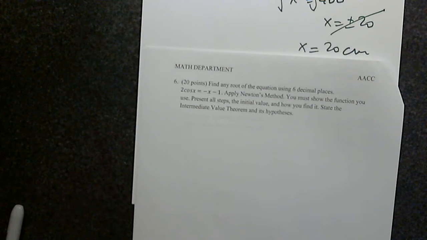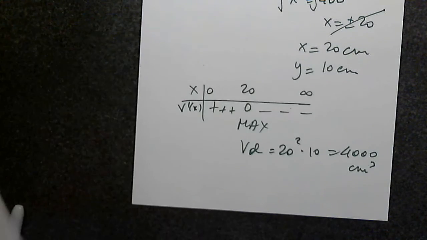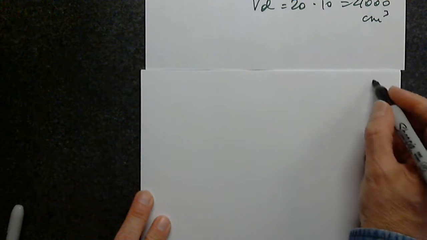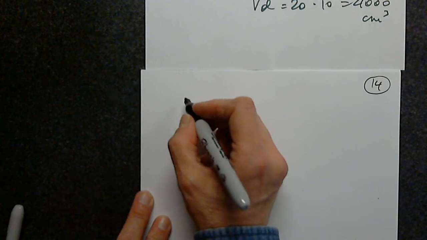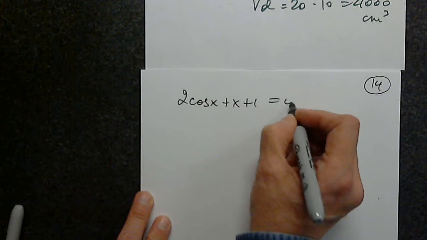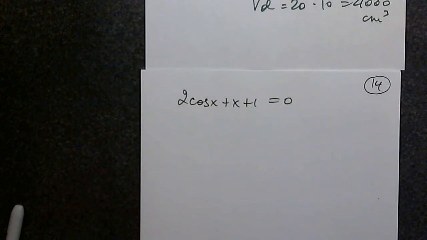So here we have 2 cosine x equals negative x minus 1. And let's work on this and find any solution with 6 decimal places. So 2 cosine x plus x plus 1 equals 0. That's our function.